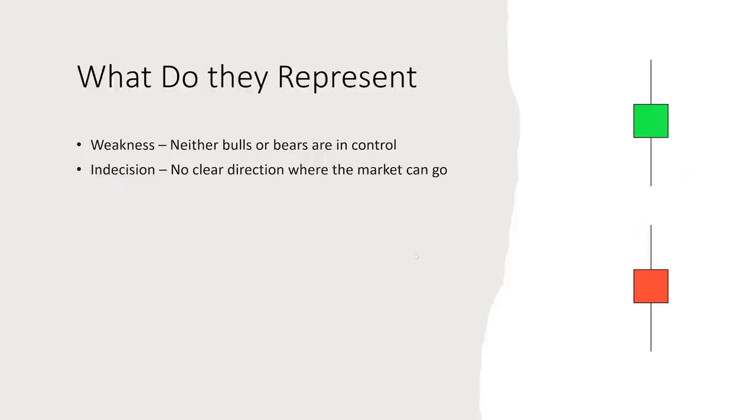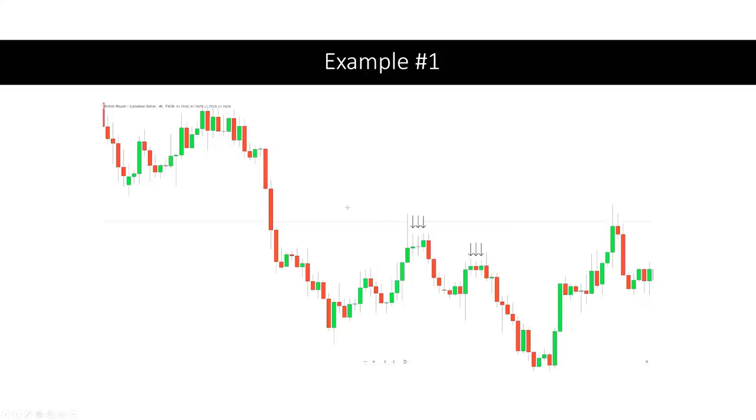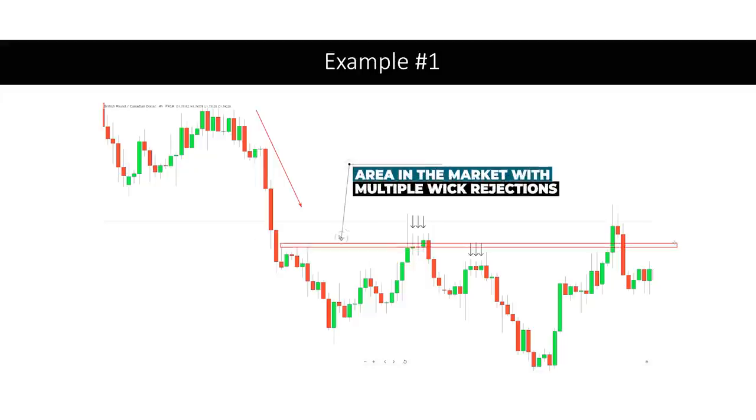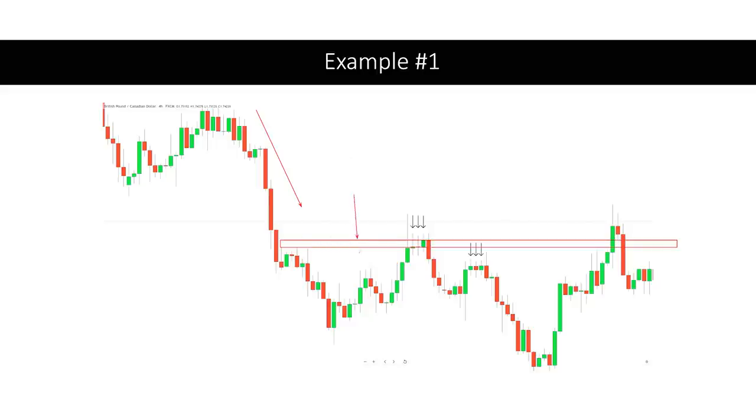Let's take a look at two examples. Taking a look at example number one, we can clearly see that the overall structure of this market was pushing bearish. At this stage, you can see an area in the market where price is creating multiple wick rejections. Until price starts to break above a key level in the market, there is a strong indication that the market is still continuing bearish, but at this stage, probably with less volume.